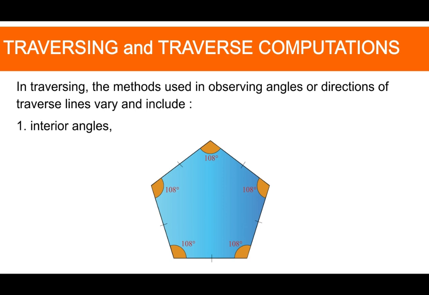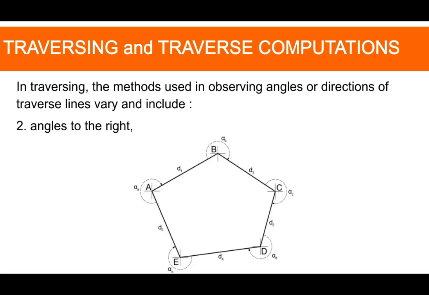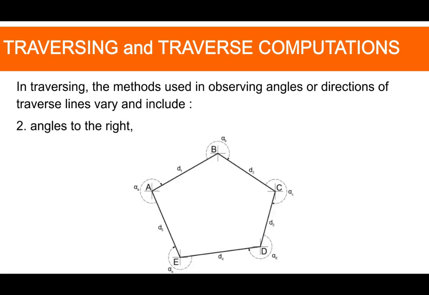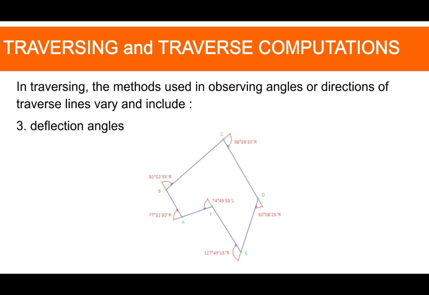In traversing, the methods used in observing angles or directions of traverse lines vary, which include, first, of course, interior angles. Second one is angles to the right. As you can see here, it would be measured from one point to the right, or outside your polygon. So from one point, rotating to the right or clockwise.